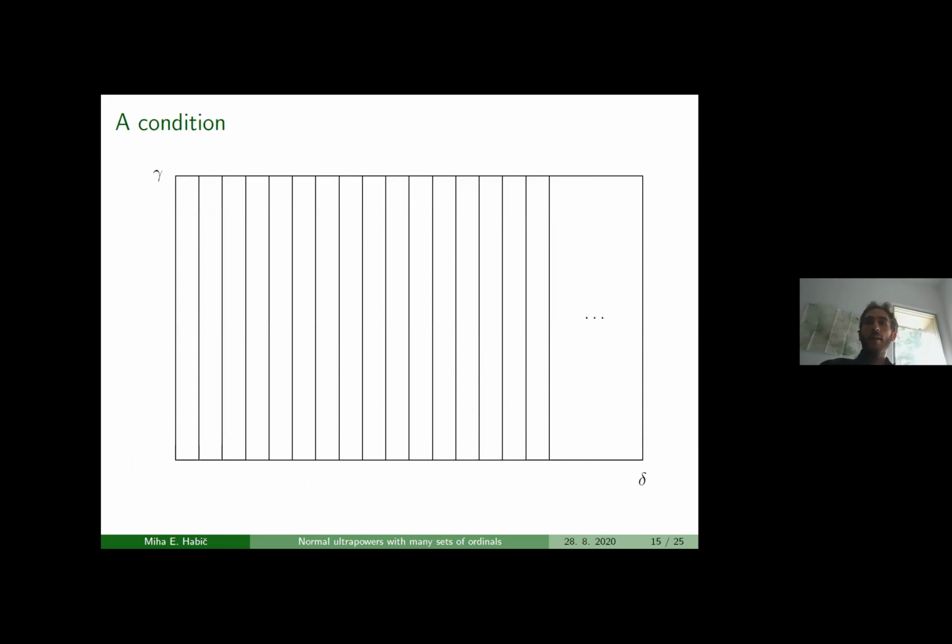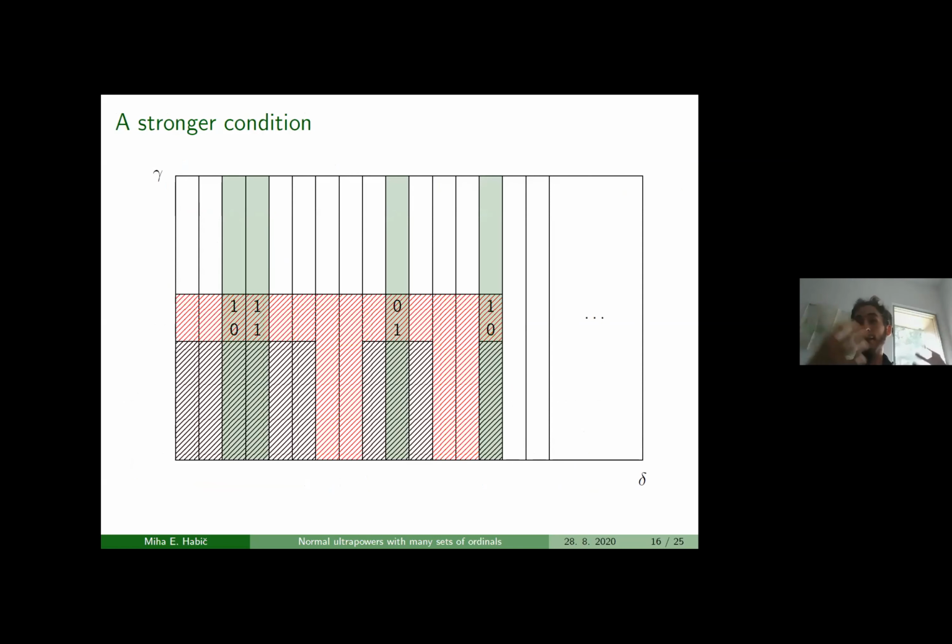Now, this is a forcing, it's great, but you should be a little bit worried. Why? Because it's not clear at this point that this forcing even does what you want it to do. The basic thing that you would want it to do before anything else is it should fill in this matrix. It should add delta many subsets to gamma. And the way I've set it up, maybe it's not clear that that can actually happen.